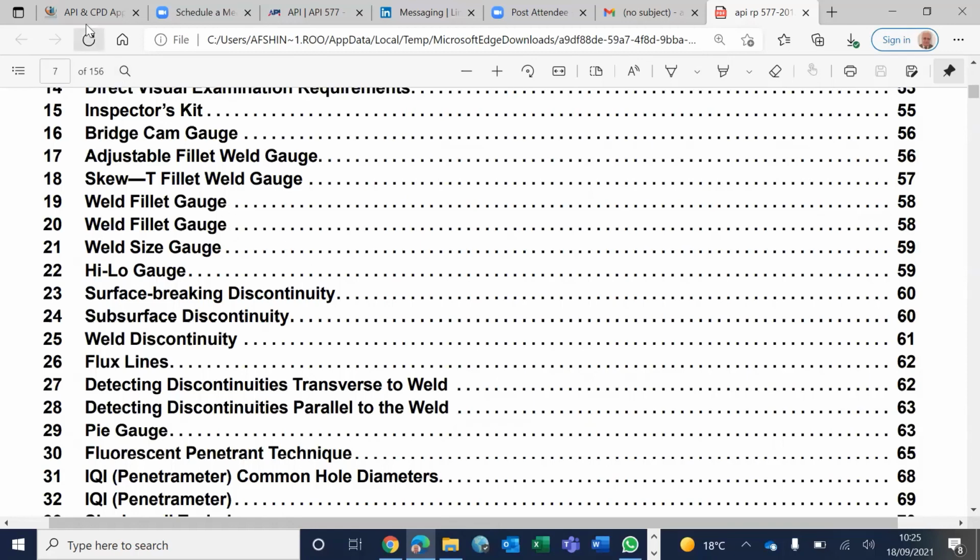Now, although API has mentioned the only reference material as 577, I would recommend that you also study ASME Section 5 and 9, because this is where all this information from API is coming from.